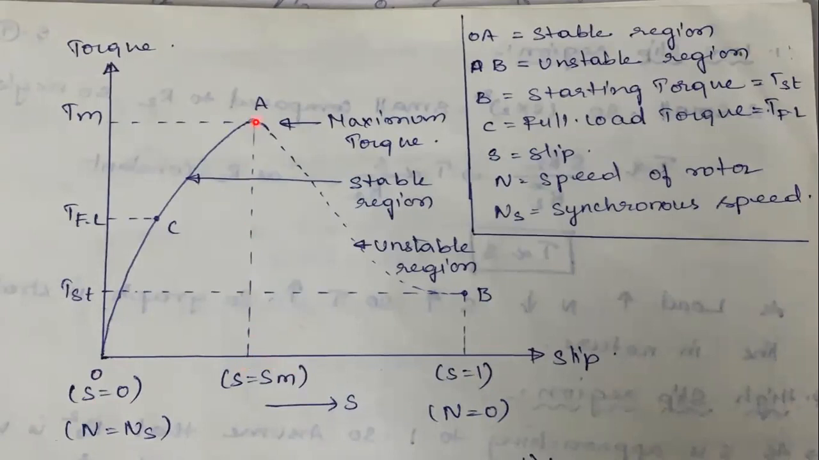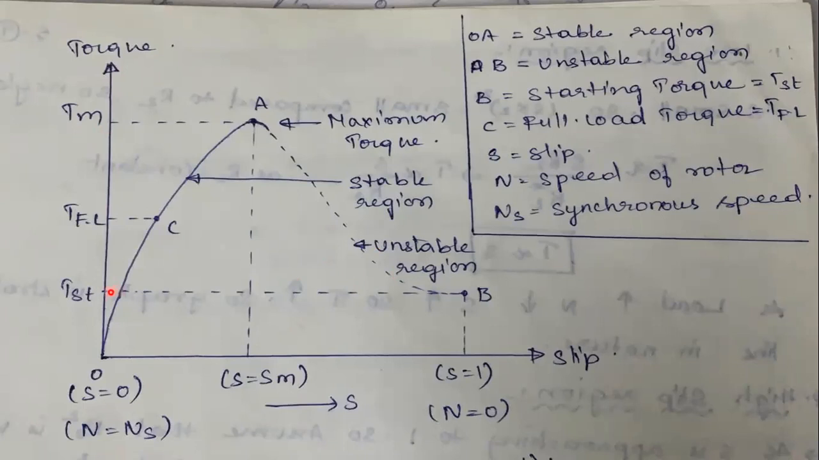S is equal to Sm. At this point, we are getting maximum slip. If you observe the diagram here, we are taking torque on the y-axis and slip on the x-axis, and we are analyzing the characteristics between the torque and the slip, at starting, at full load, and at maximum torque.